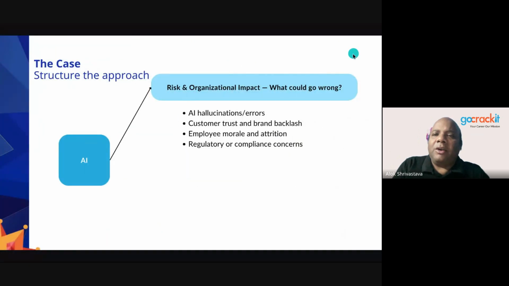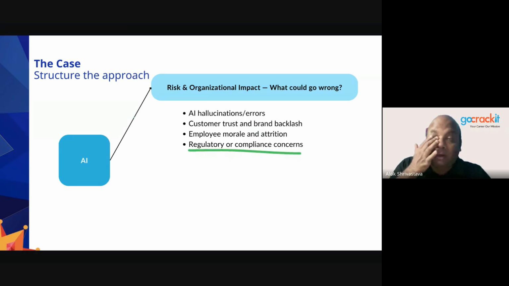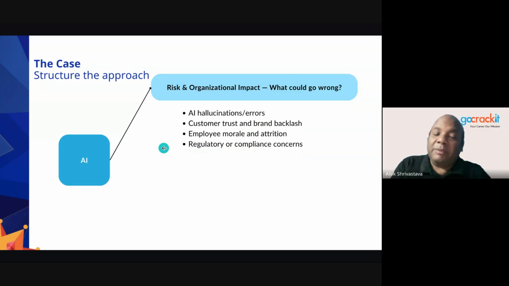Third is risk and organizational impact. What could go wrong? AI hallucination, errors, customer trust and brand backlash. There are a lot of companies where this has actually happened. They moved to AI-based customer support by firing almost their entire customer support team, and now within 2 years, they have to roll it back to human-led customer service. So it's a very important issue. And what are the regulatory or compliance concerns? Is there any compliance that you cannot use AI? Is there any compliance on laying off people because of automation? Where this is situated and all those things you need to be analyzing.